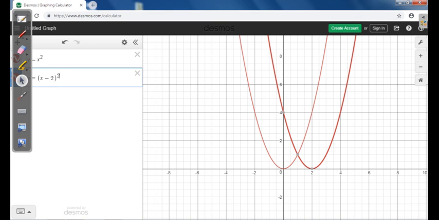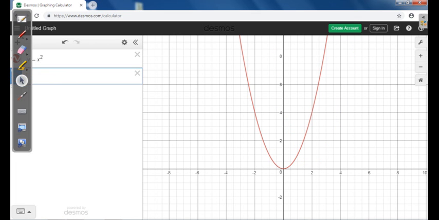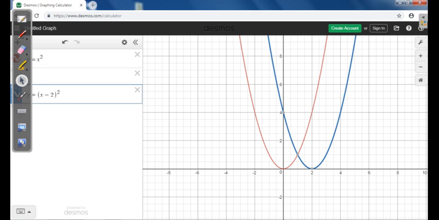So this is your original function, and this is the x minus 2 squared. Can you guys tell me, what do you see? What happened between the red function, which is your original function, and the blue function? Did it move? Yeah, it moved to the right. How many units? 2. Where does that 2 come from?